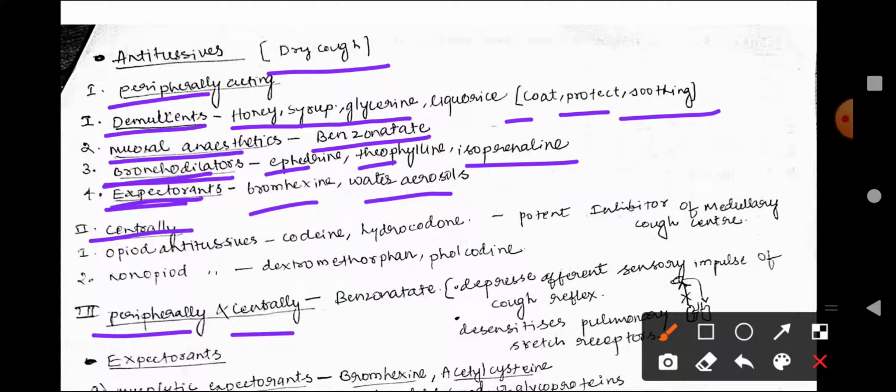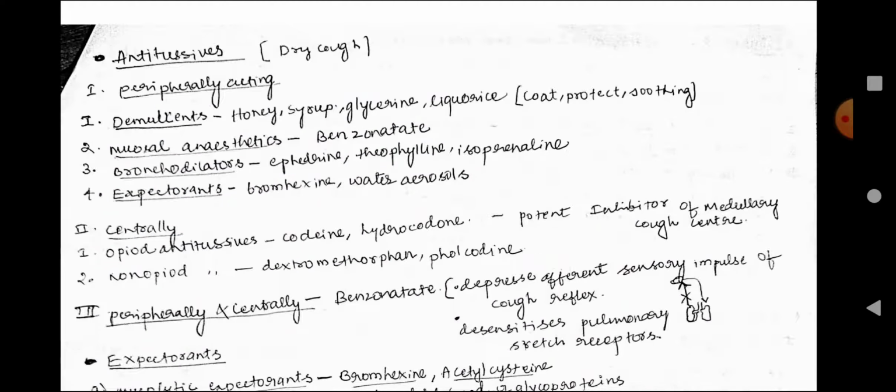Let us come to the centrally acting antitussives. These are again classified as opioid antitussives and non-opioid antitussives. Examples for the opioid antitussives are codeine and hydrocodone, and these are potent inhibitors of the medullary cough center. These will inhibit the medullary cough center. And examples for the non-opioid are dextromethorphan and pholcodine.